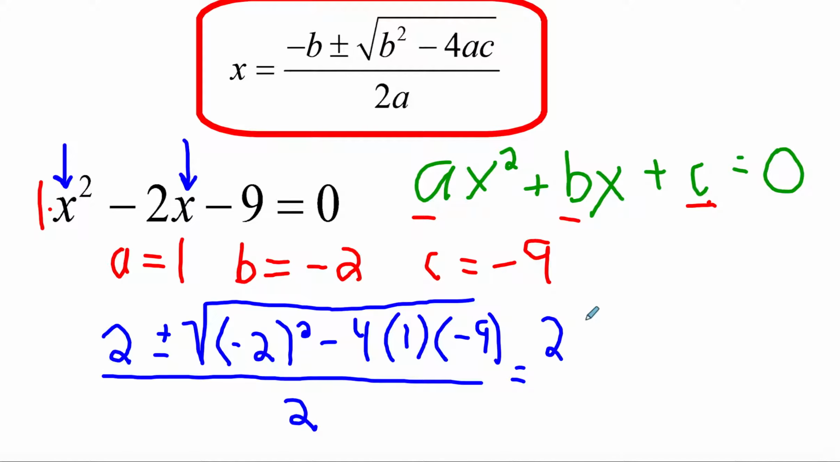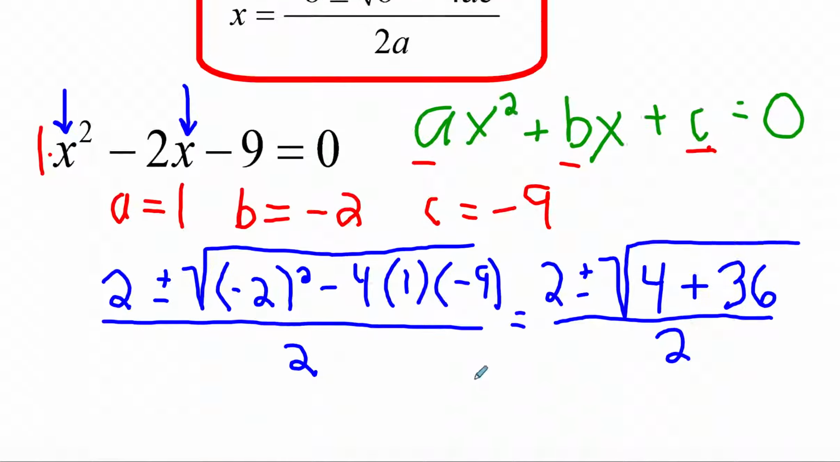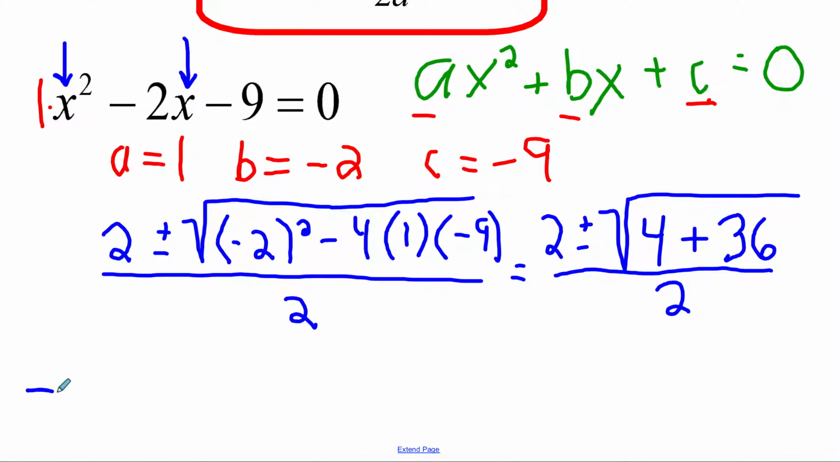So here we have 2 plus or minus, that stays out in front, the square root of, and let's go ahead and do this math. -2 squared is -2 times -2, which is going to be +4. Then -4, so this is -4 times 1 times -9. So we can treat this 4 here as negative. -4 times 1 times -9 is +36. All of that is still over 2. So I'm going to move down here really quickly, and I'm going to continue right here.